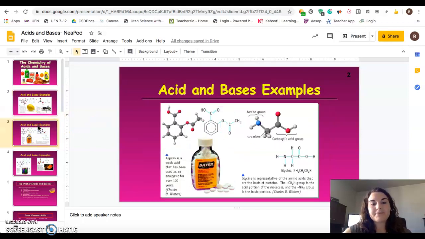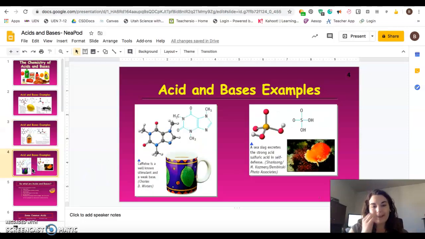Here are some other examples. We have aspirin. Aspirin is considered a weak acid as well. We have glycine. This is a common amino acid in our body. You should have learned about amino acids in biology class. And guess what? Amino acid is an acid.